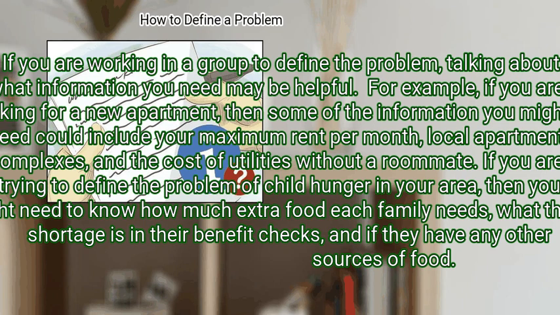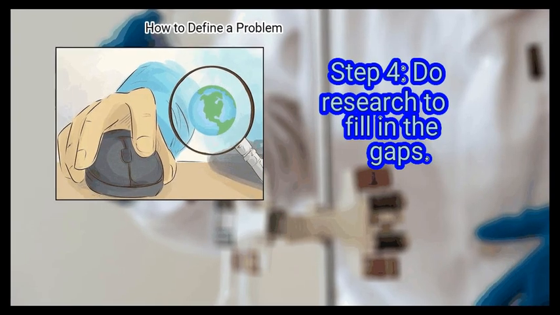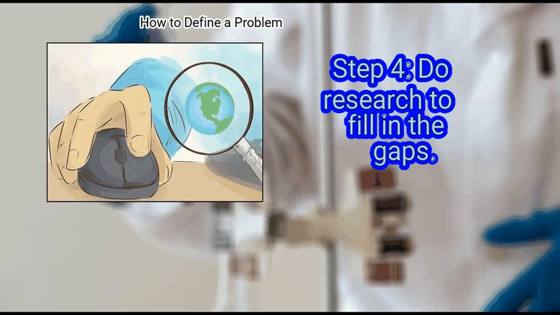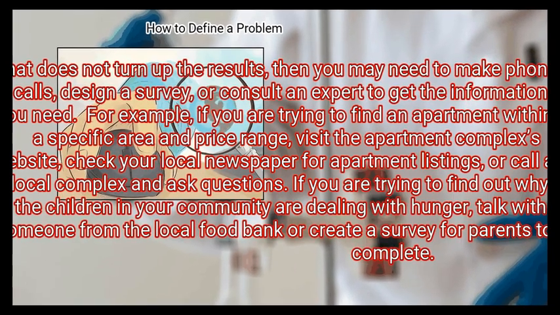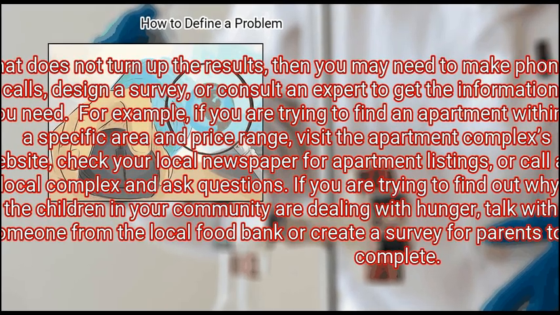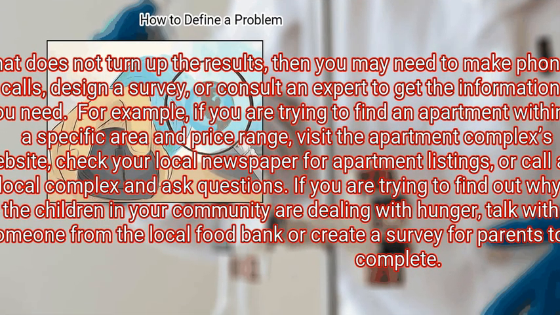If you are trying to define the problem of child hunger in your area, then you might need to know how much extra food each family needs, what the shortage is in their benefit checks, and if they have any other sources of food. Finally, do research to fill in the gaps. Try searching online for the information you need. If that does not turn up the results, then you may need to make phone calls, design a survey, or consult an expert to get the information you need.